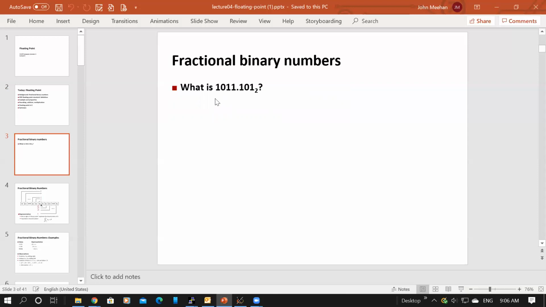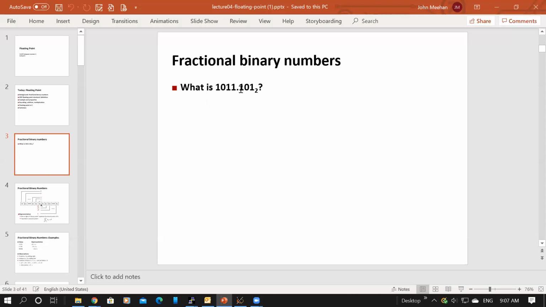Well, just like when we have fractional decimal numbers we write down, the same thing applies here. When you go to the right of this binary point, this is how many 2 to the minus 1s do I have? You know, this is 2 to the 0 to the left.